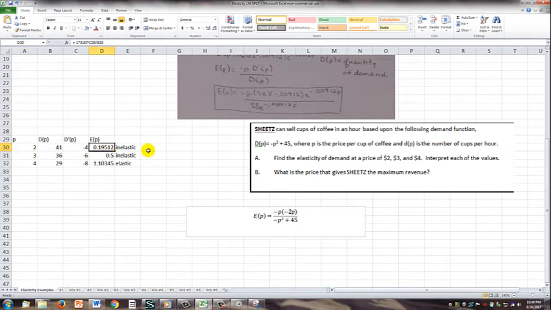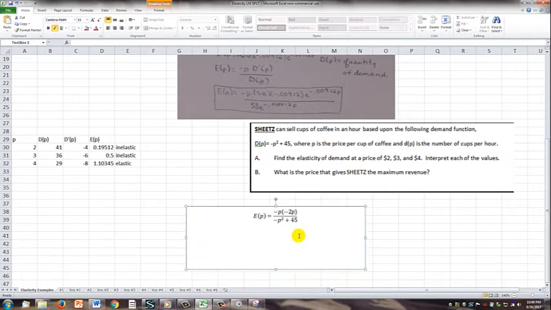So if your demand is inelastic, then you could say something like small increases in price from $2 will increase revenue even if quantity of demand goes down.